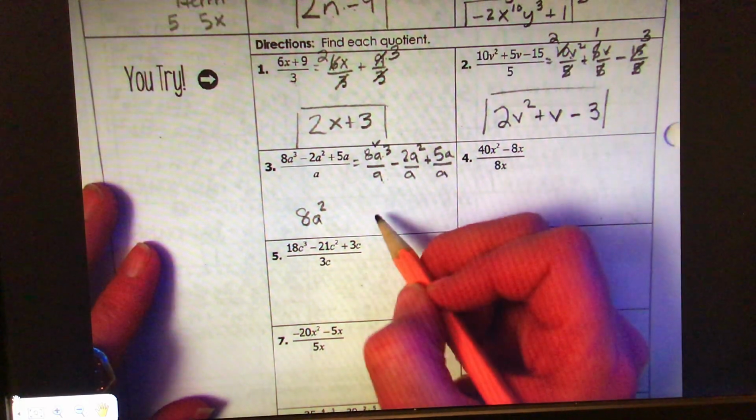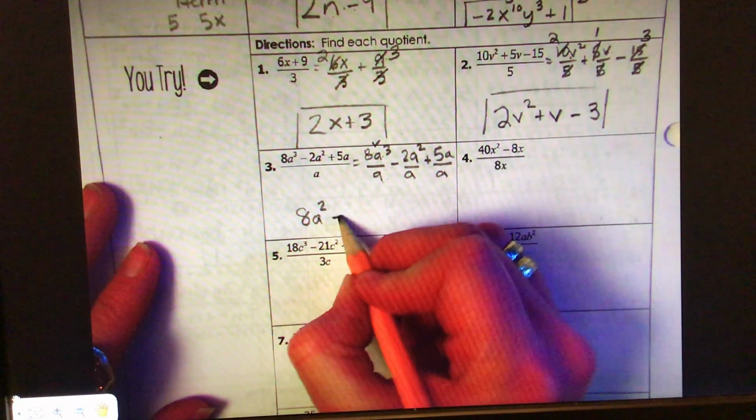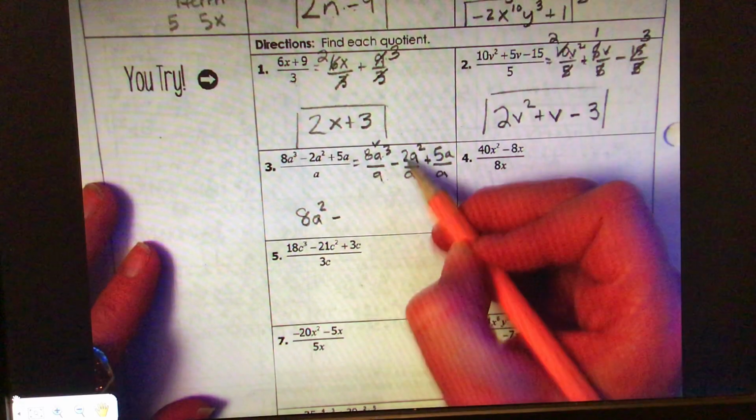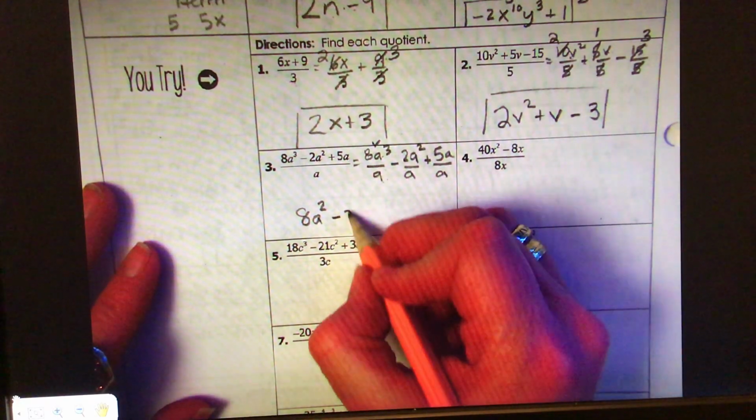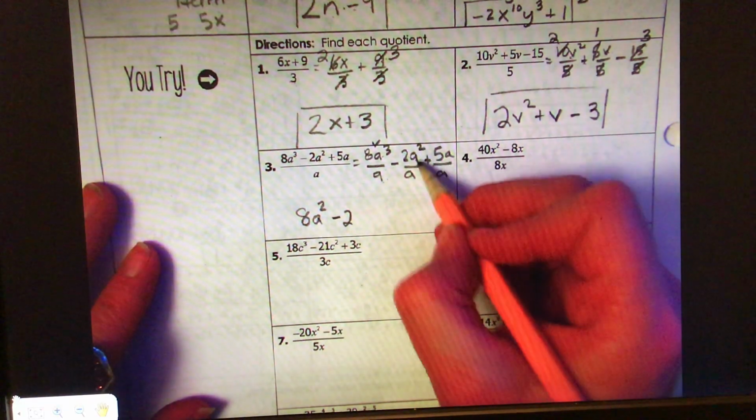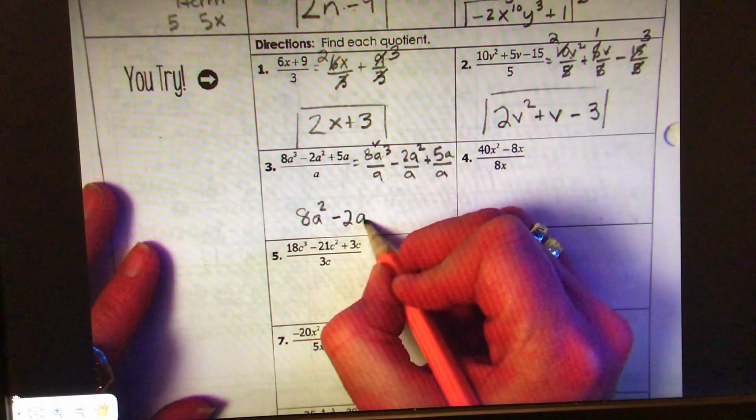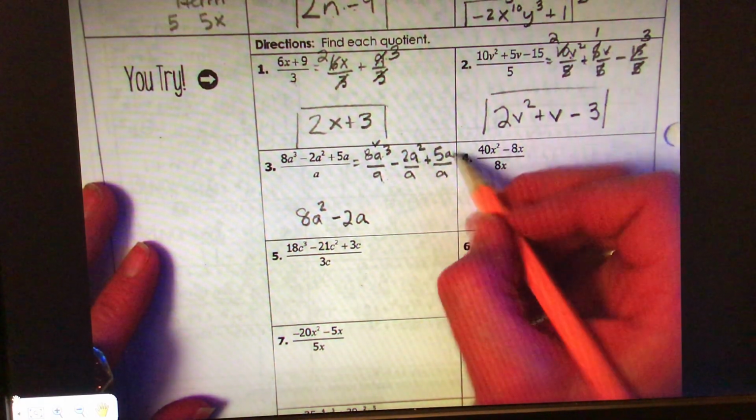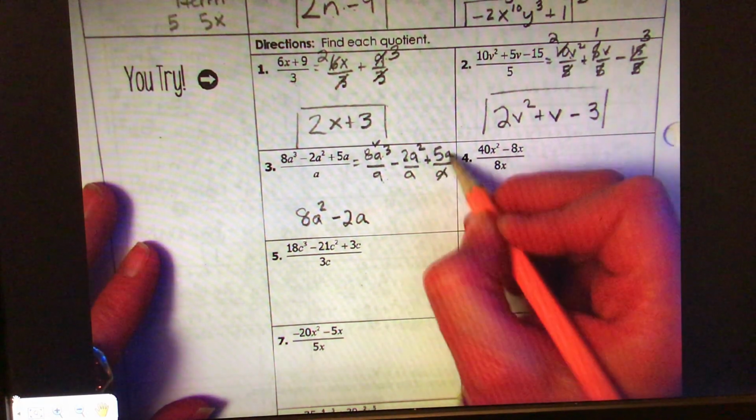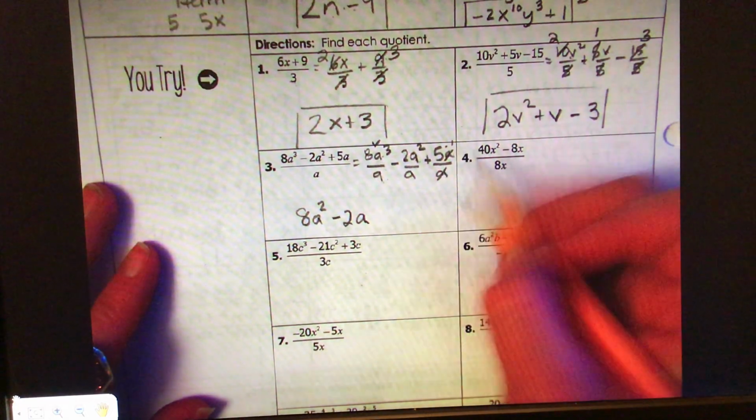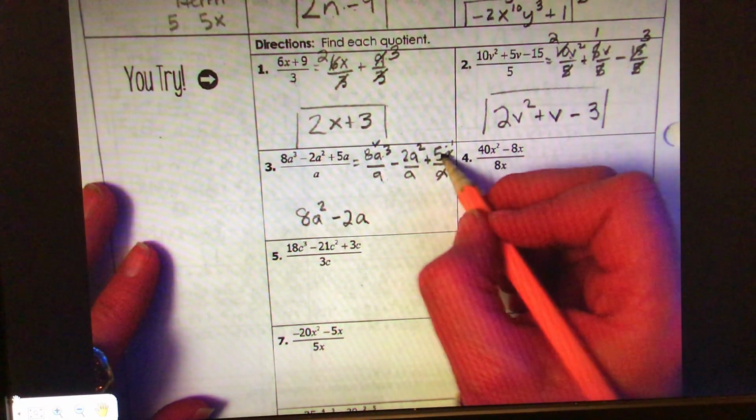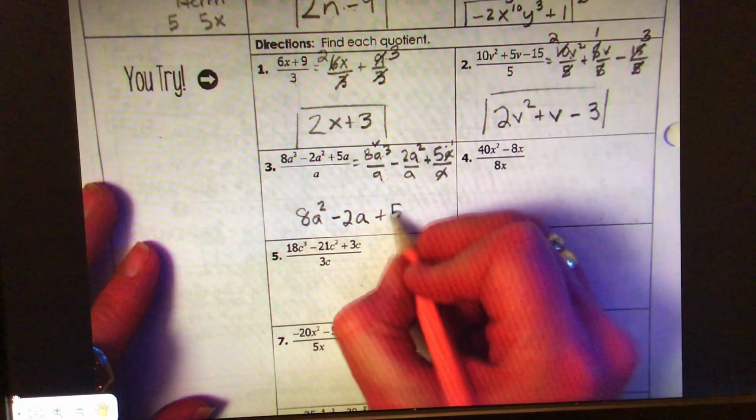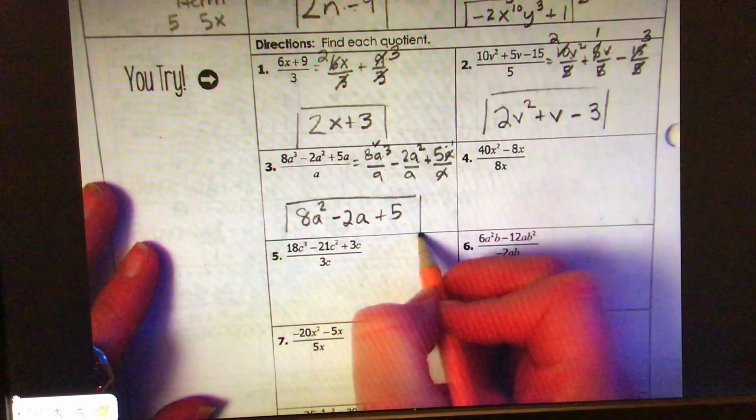Now I have -2 over 1, so it's just -2. And then I have a squared divided by a, which is just, well, an a. And then I have a over a is just 1, if you think about it. So I have 5 times 1. So it's really just 5. Just add a 5. Okay.